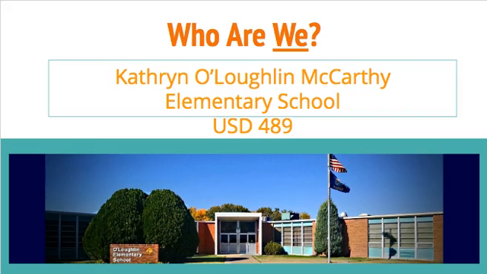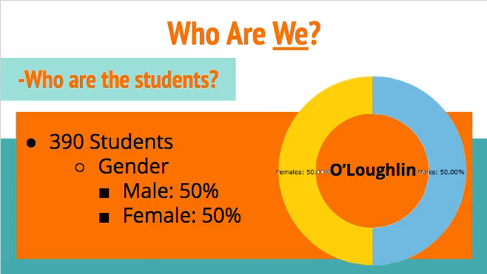First of all, who are we? We are Catherine O'Laughlin McCarthy Elementary School. We are located in Hays, Kansas, and a part of the USD 489 Hays School District. We are Title I schools with grades K through 5 placed in our building. We were just recently named a National Distinguished School in January of 2018. And throughout the next couple of slides, I'm going to provide you all with demographics of our students, staff, and community, as well as some changes that have occurred.